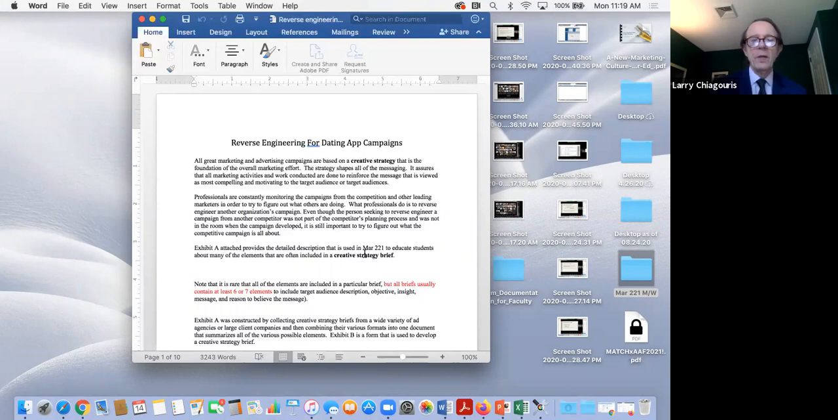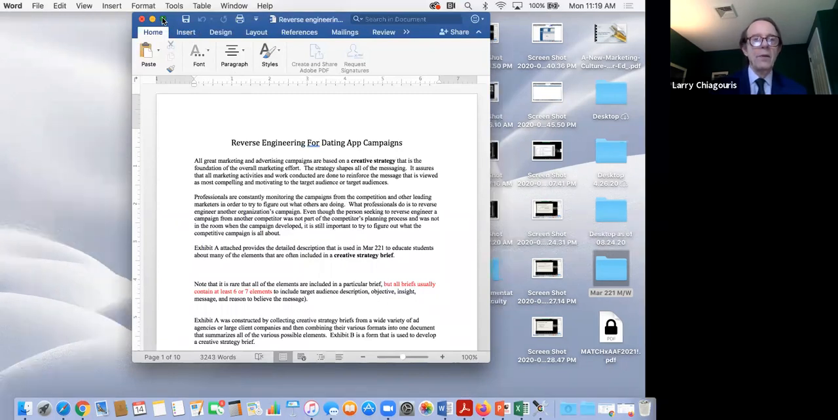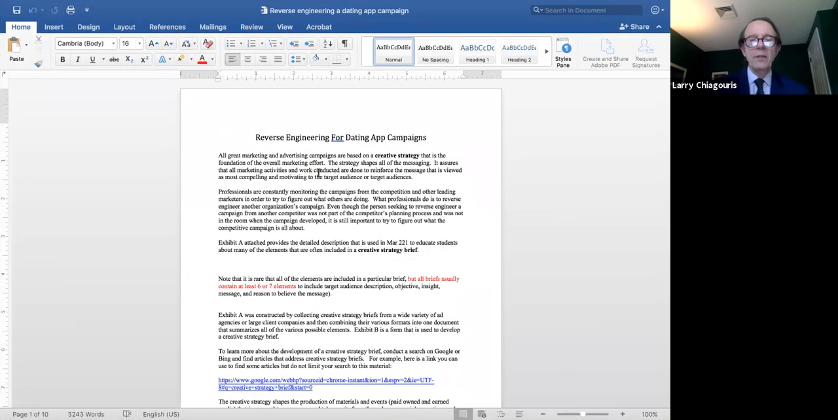So as it says here, all great marketing advertising campaigns are based on a creative strategy, right? And that's generally understood. The message is key to the strategy. You need to know what is the message you're putting in people's heads. What are you trying to make sure people take away when they're exposed, not just to your advertising, but when they're exposed to an event, when they're exposed to a promotion, when they are seeing people consume your product.